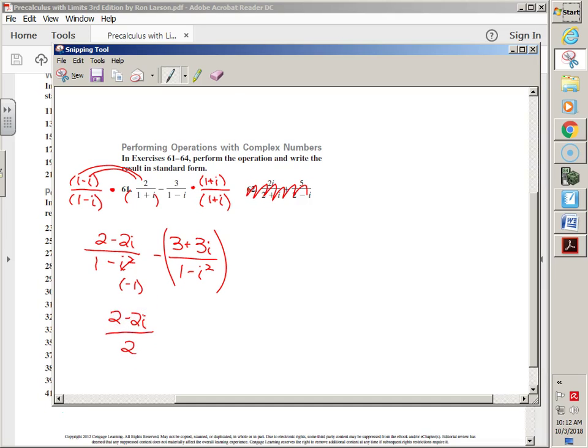Now I'm going to distribute this negative. So I'm going to make it addition of the opposite. So I end up with a negative 3 and a negative 3i also over 1 minus a negative 1, 2.